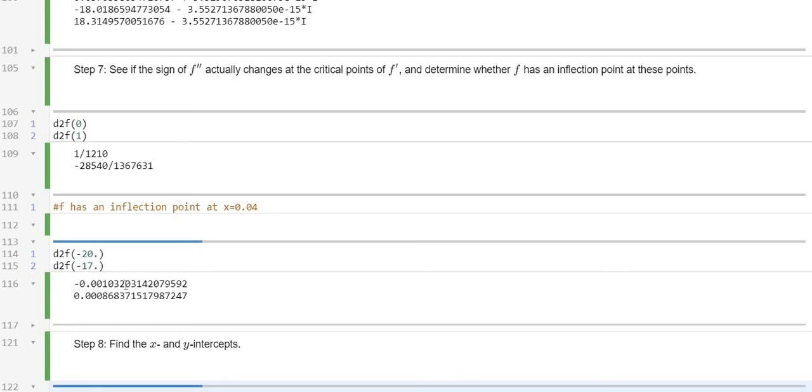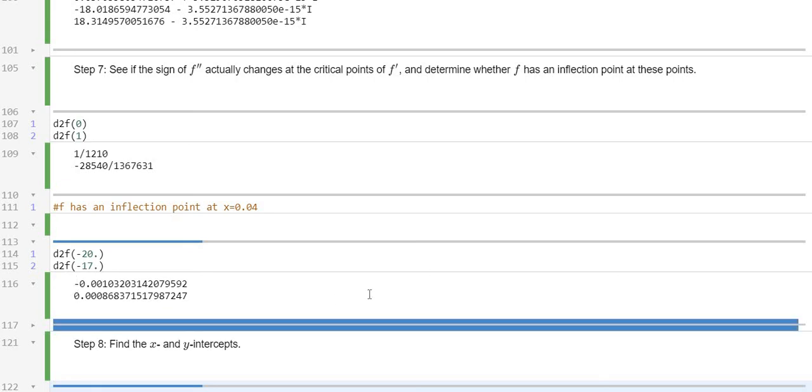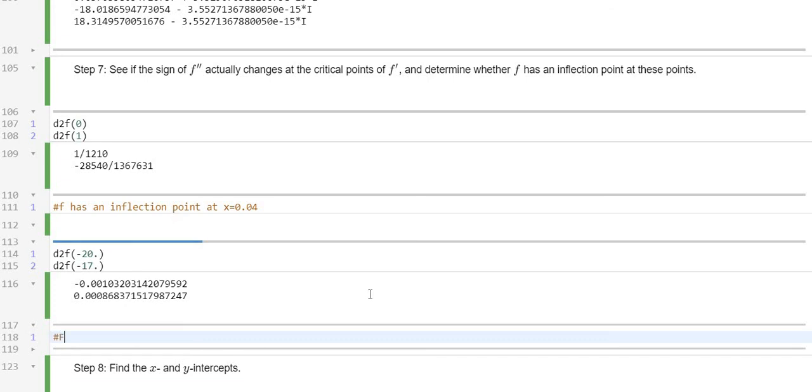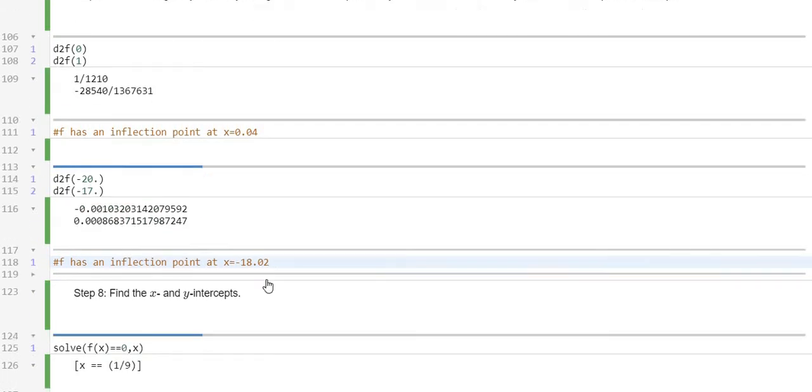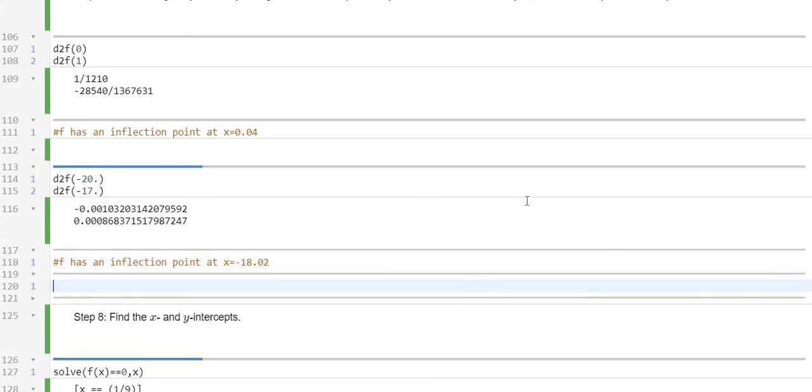Again, all we want to see here is, does the sign change? Negative changes to positive. Yes, there is a sign change, which means the original function, why do I keep capitalizing it? The original function f has an inflection point at x equals negative 18.02. Okay, now we got the third one, 18.31, and that's the last one to check.